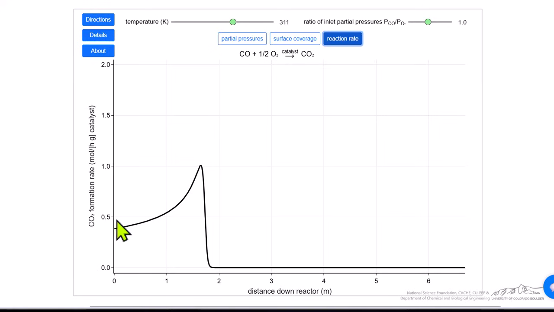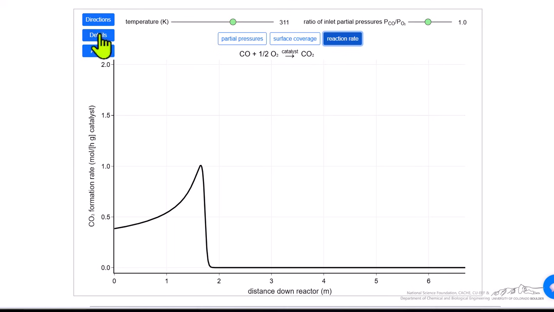That's what we see. So notice as we move down the reactor, even though the partial pressures are decreasing, the rate of reaction is increasing. And this is because the carbon monoxide is inhibiting oxygen adsorption. And then the rate drops off pretty quickly as we use up all of the carbon monoxide.